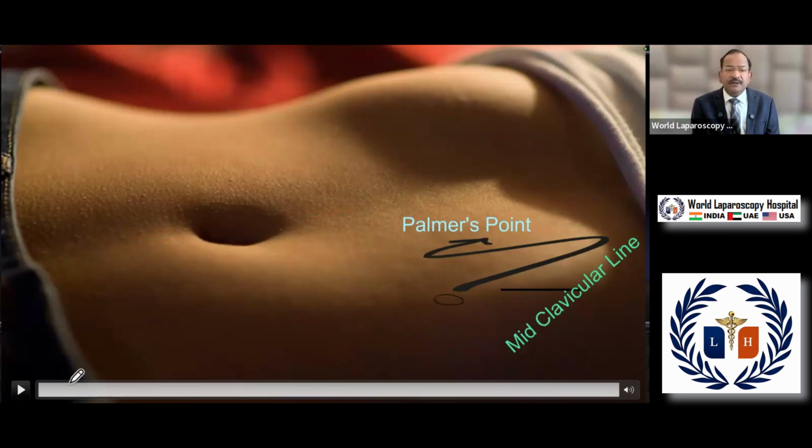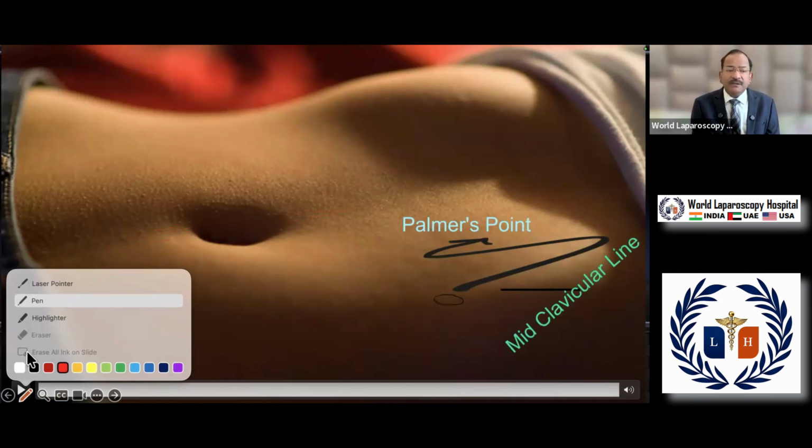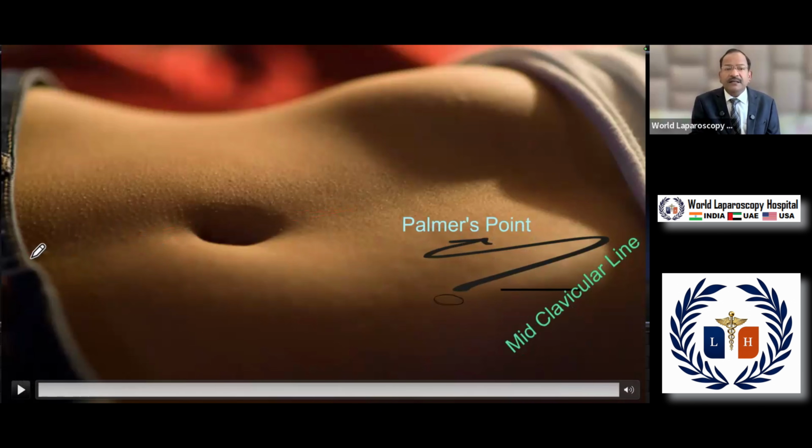When is midline not possible? Suppose the patient has a midline incision due to previous laparotomy. You should not use supraumbilical, infraumbilical, or the umbilicus also. If there is an umbilical hernia, you should not use it. If there is an umbilical sinus, you should not use it. If there is an infected umbilicus, you should not use it.